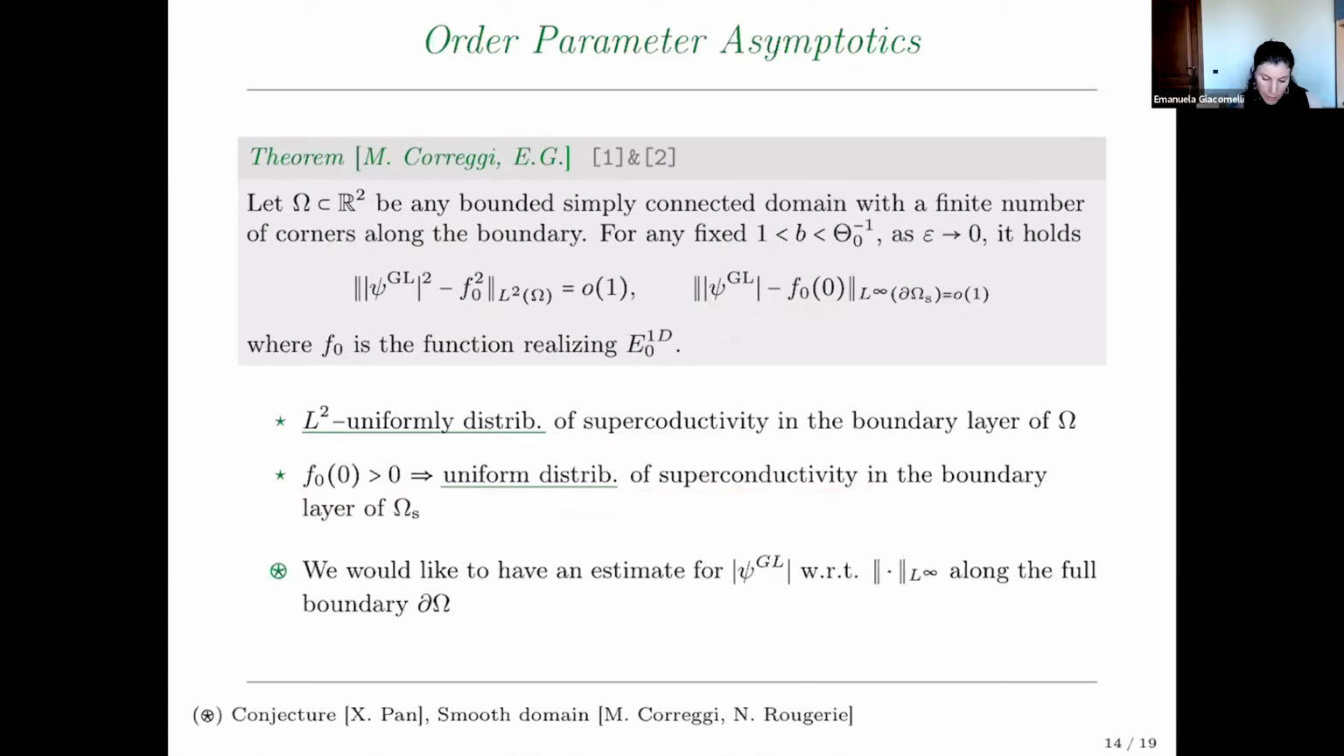Unfortunately, since our corner energy is defined in such an implicit way, we are not able to extend this L infinity estimate to the full boundary d omega. But this is what we would like to have, to prove that there is uniform distribution of superconductivity also close to the corner, which is actually what we expect.